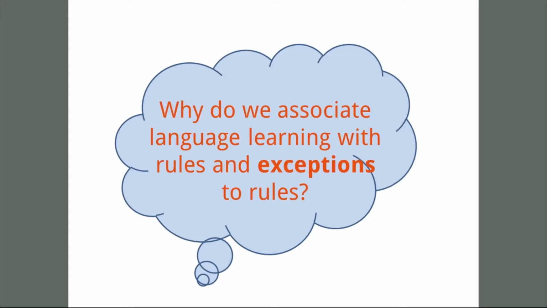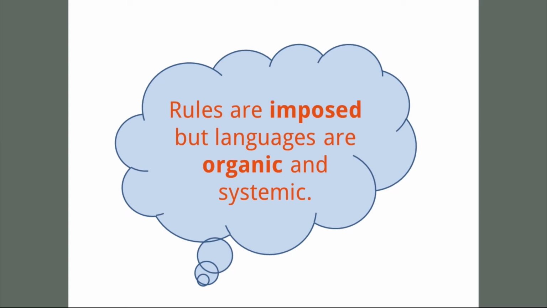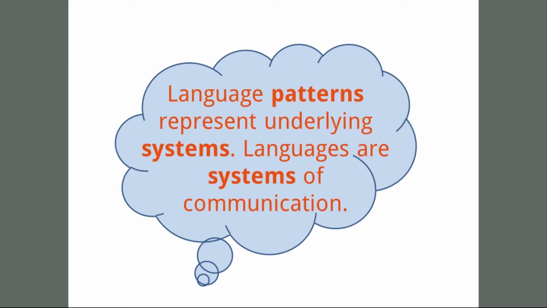So in that case, why do we associate language learning with rules and exceptions to rules? Well, consider this. If a rule has lots of exceptions, it's not really a rule, is it? Rules are imposed, but language learning is organic and systemic. Language is not about rules, it's about patterns. More than that, language patterns represent underlying systems. Languages are systems of communication, that's what they are.